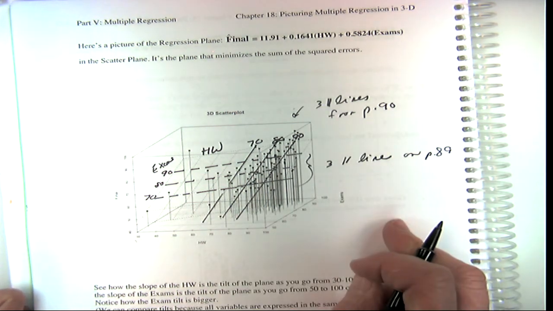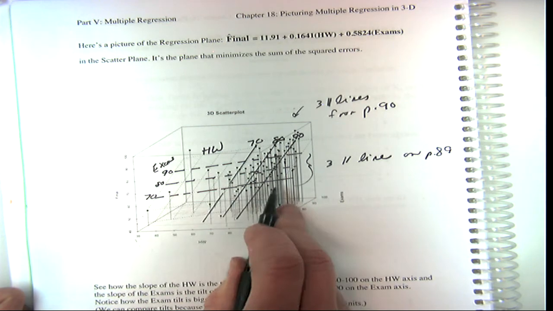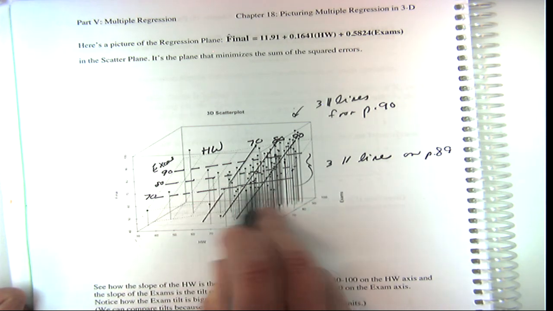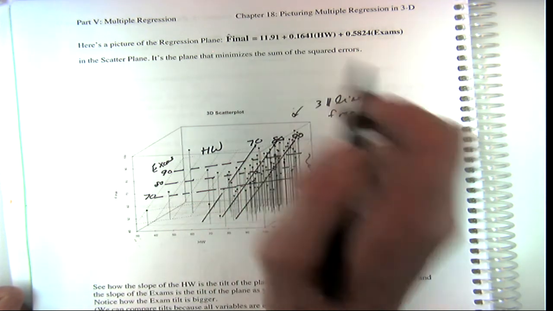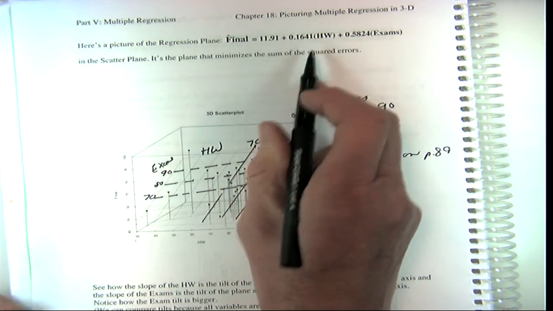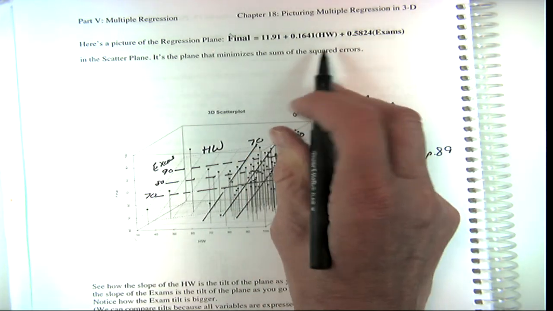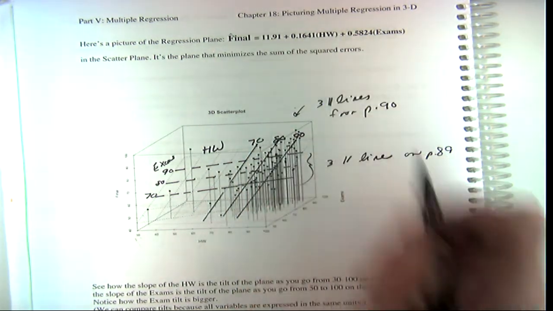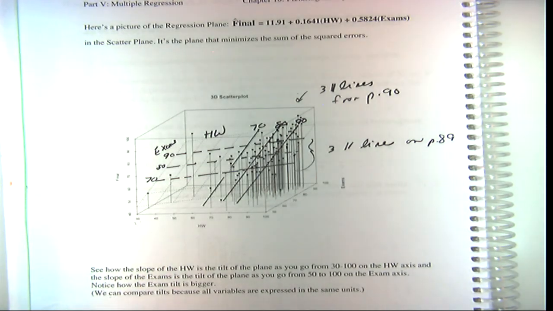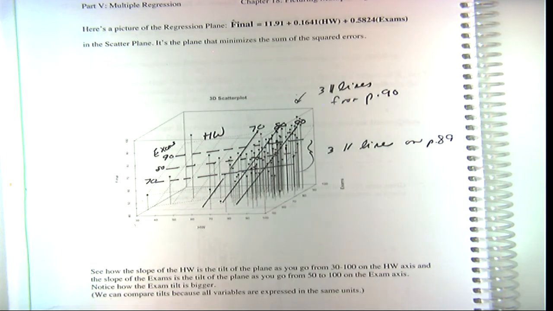Does that make sense? This one has a very gradual slope of 0.1641, and that has a steep slope. So that's pretty much it. I think we should just leave. I think I'm done. Okay.